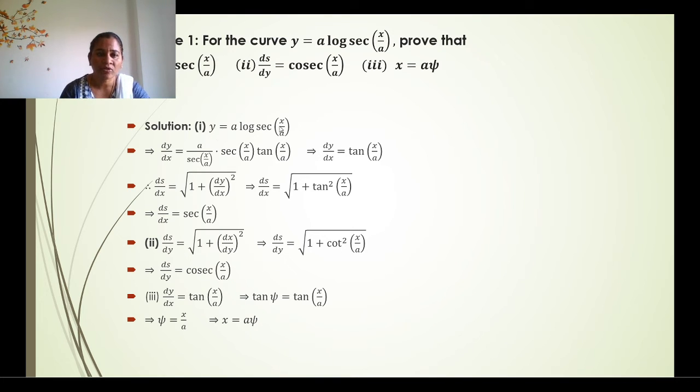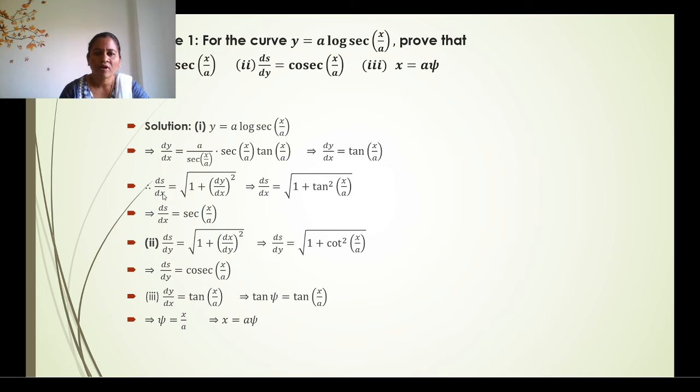Differentiate with respect to x only. dy by dx is equal to, a is a constant, derivative of log secant x by a is secant x by a tan x by a, into 1 by a. After simplification, we get tan x by a. Here 1 by a is there, a cancels, we get dy by dx is tan x by a.